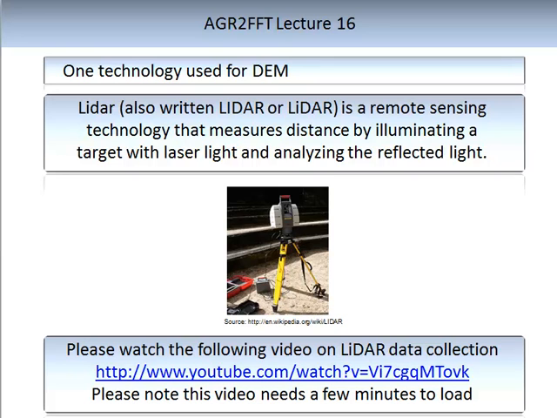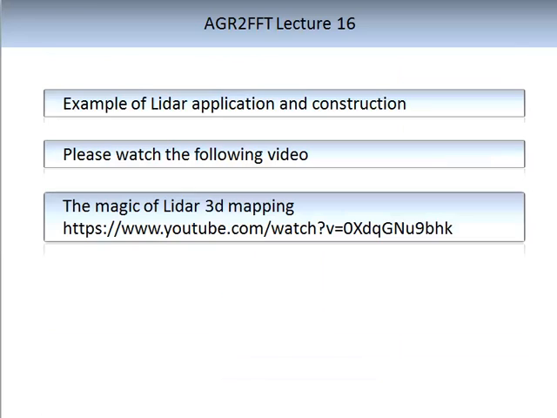I'd like you to pause the video here and watch the link to the following YouTube video resource. This will give you an overview of what a LIDAR image looks like. The following video is an example of both a LIDAR application and construction. It is called the magic of LIDAR 3D mapping.